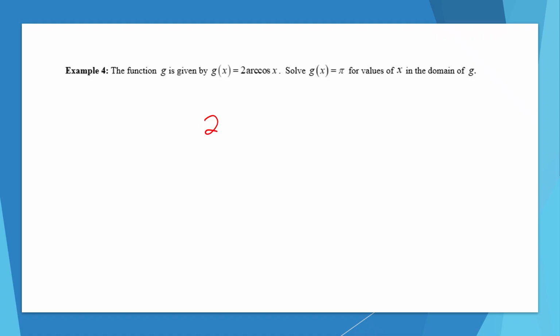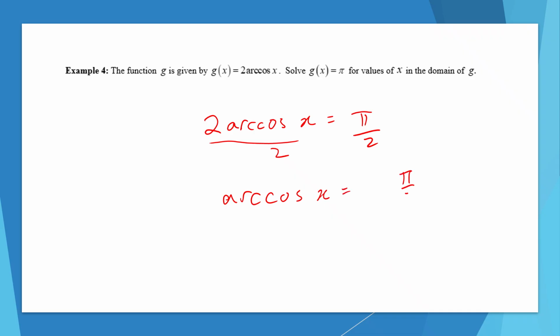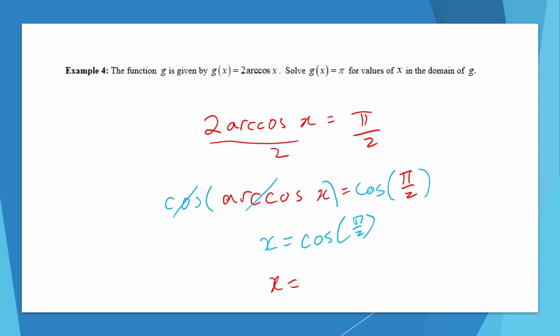Example number 4, we have 2 arc cosine, or inverse cosine, of x equals pi. I would start by dividing both sides by 2. Here we just have arc cosine of x equals pi over 2. And then here I'm going to take cosine of both sides, cancel those out to just give us x equals cosine pi over 2. And then from the unit circle, you should get x to be equal to 0 because that is the trig value of cosine pi over 2.